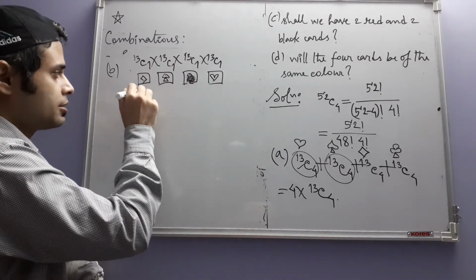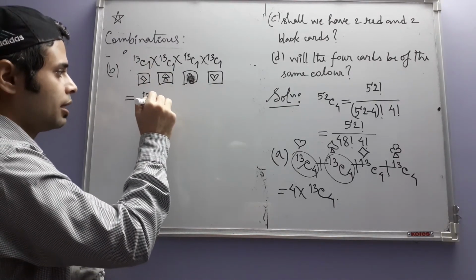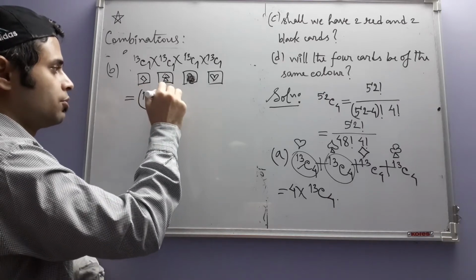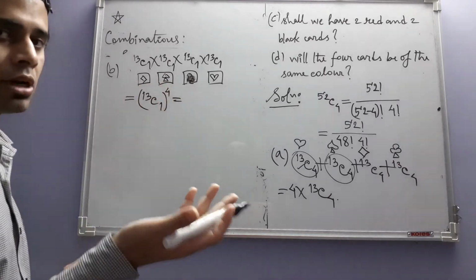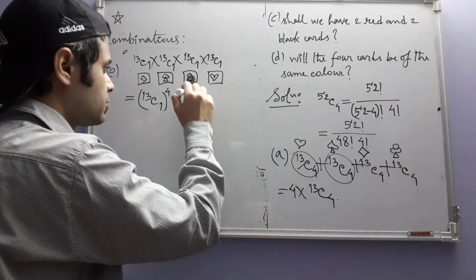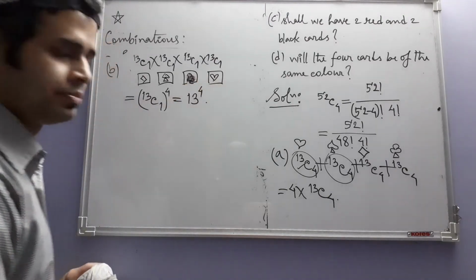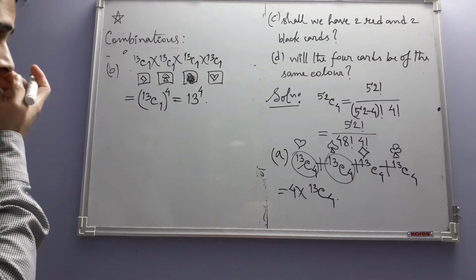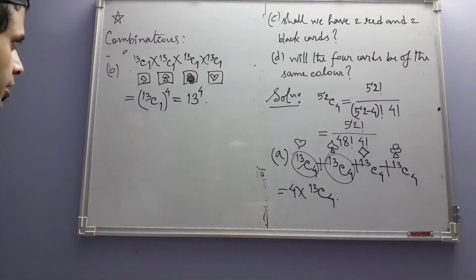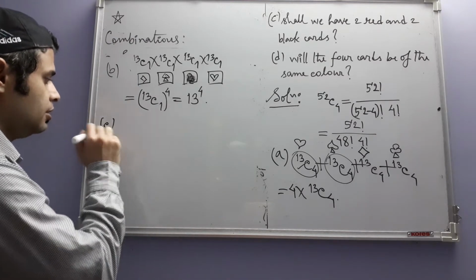So in this case the answer is 13C1 to the power 4. And since 13C1 is 13, you can see that this is 13 to the power 4. Okay, 169 times 169. Part C.